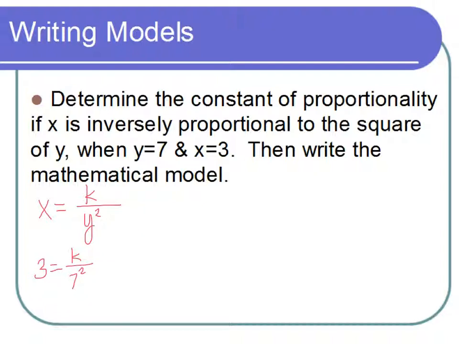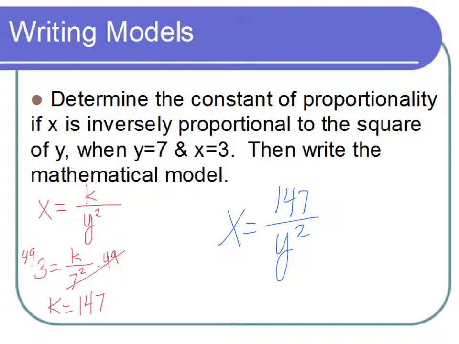So with that, we can figure out what our constant of proportionality is. I'm just going to take both sides times 49. That'll cancel out. 3 times 49. So K ends up equaling 147. So once you know the constant of proportionality, then we can go write our mathematical model. So we write this again, but we change the K into a 147. So final answer, X equals 147 over Y squared.